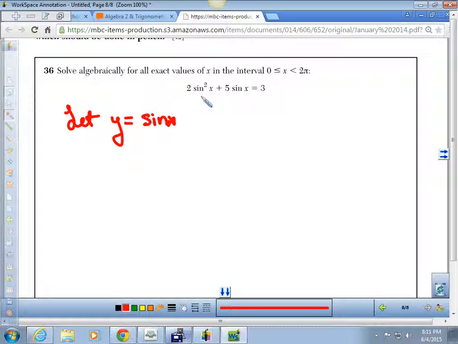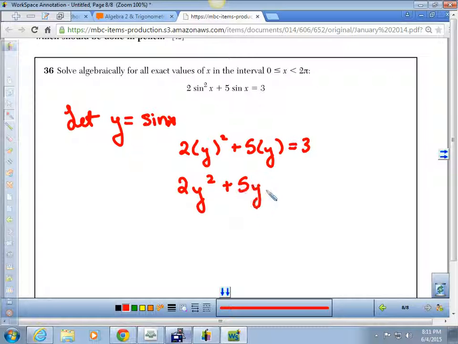So wherever there's a sine x, I'm going to replace it with what? A y. So this is 2y squared plus 5y equals 3. Now is it a more familiar quadratic to us? Standard form, what would it be? 2y squared plus 5y minus 3 equals 0. Something we haven't seen in a while.